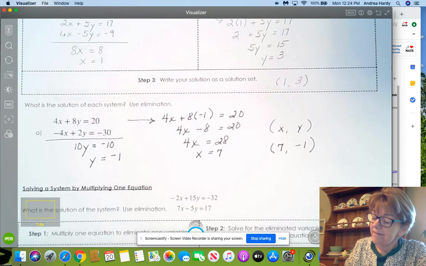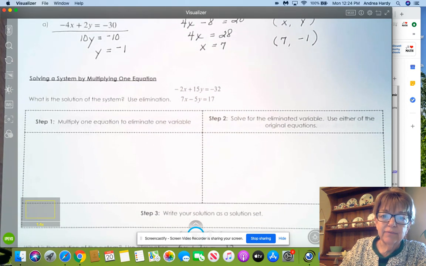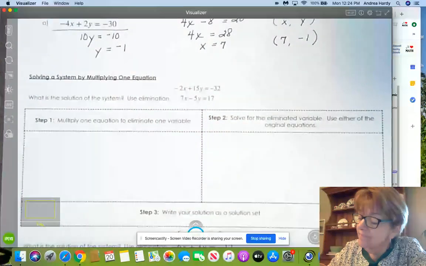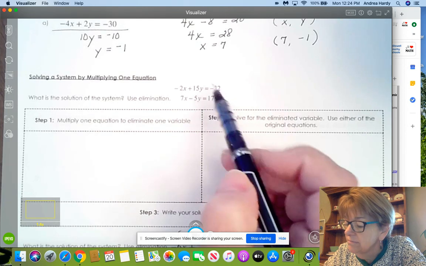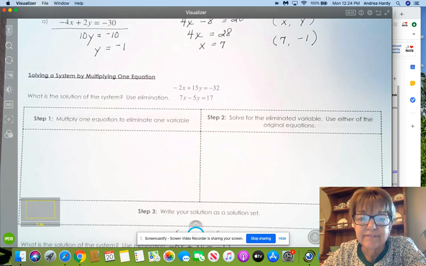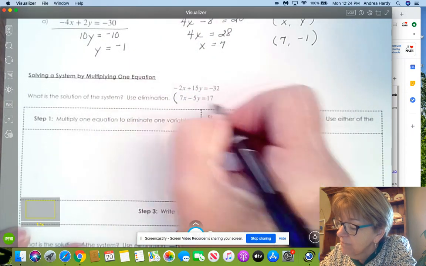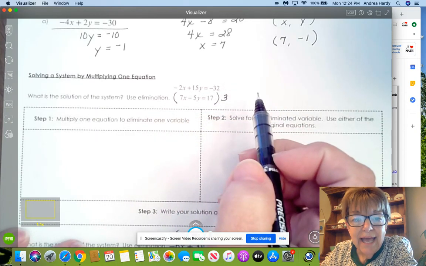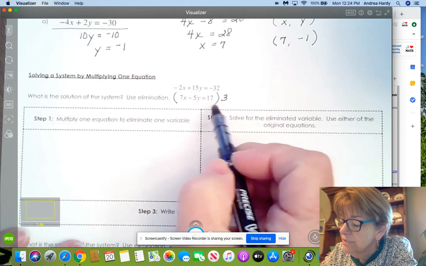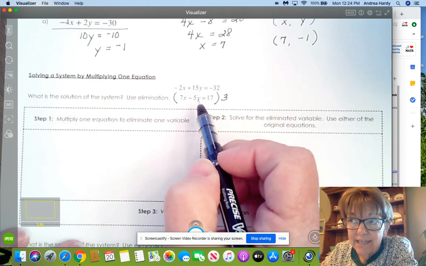Okay? Now, one more thing that you may have to do is solve a system by multiplying one equation. If I'm looking here, I have 2x plus 15y is equal to -32. 7x minus 5y is equal to 17. If I add these together, nothing is going to cancel. But what I can do, if you're looking right here, I can multiply this by a 3. I have to multiply everything by a 3 because 3 times -5y is going to be a -15y, and then those would cancel.